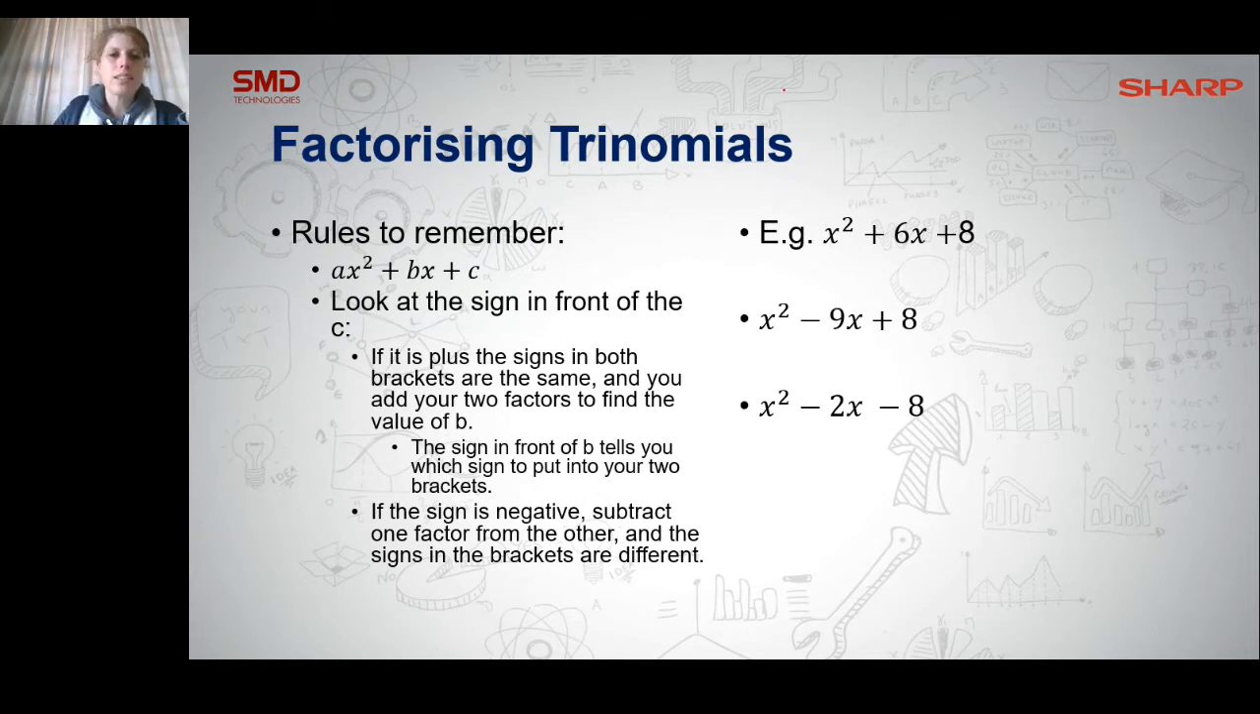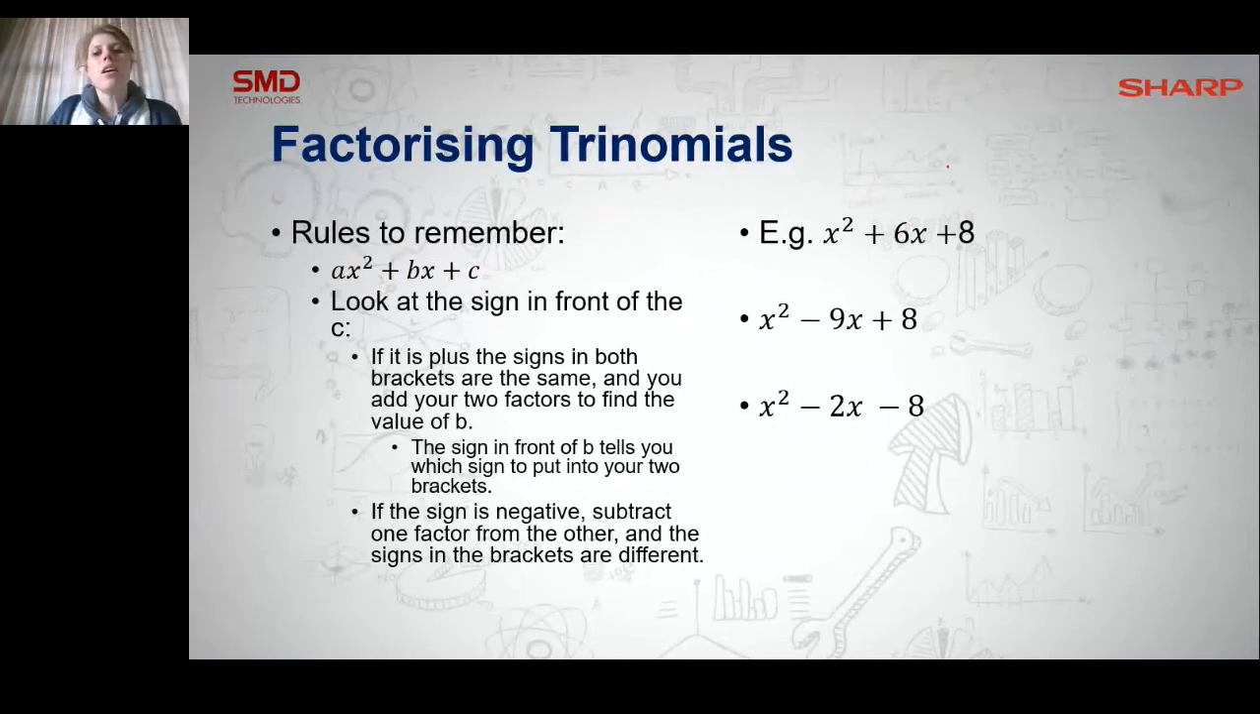We always look at the sign at the back. So if my sign at the back is plus, I know that the signs in my brackets are the same, and I take the sign to put into my brackets from the thing in front of my b. If the sign at the back is a negative, then the signs in my brackets are different, and I'll have a plus and a minus. And I'll speak to those examples in a few minutes.